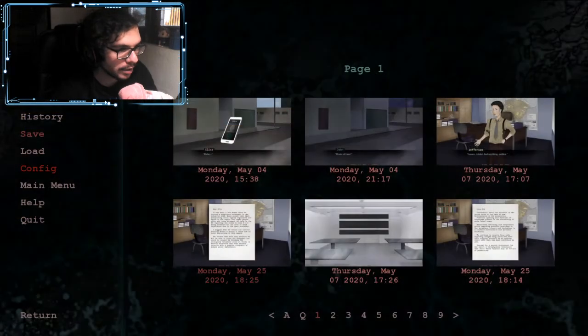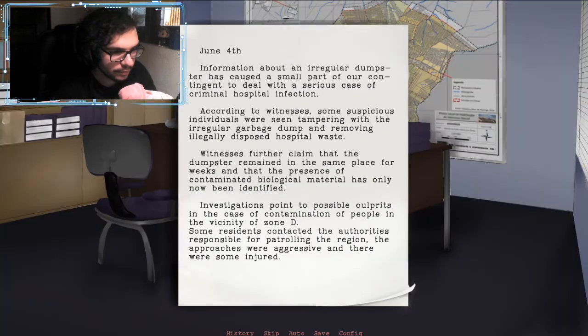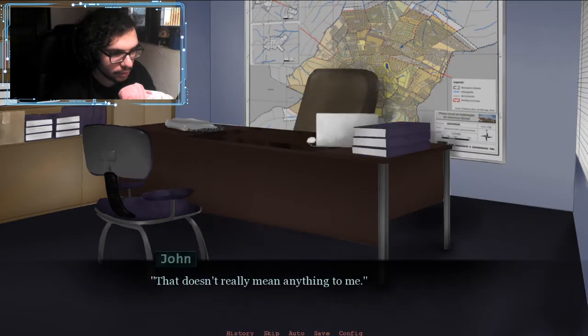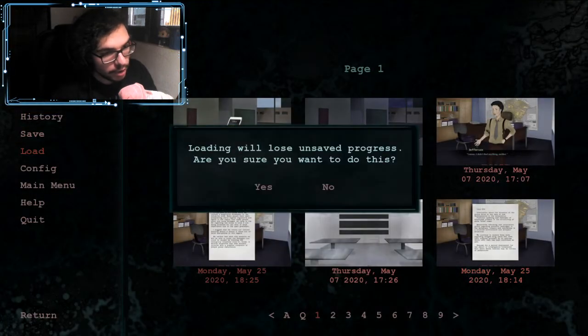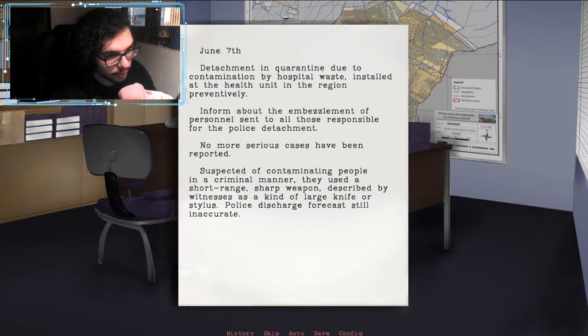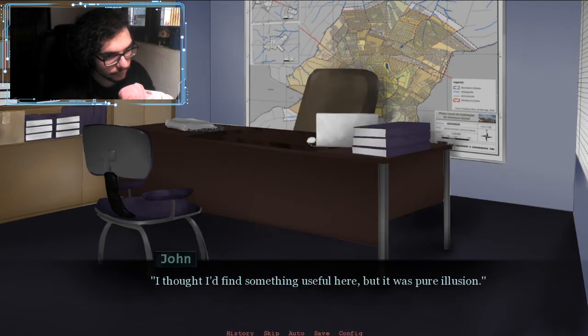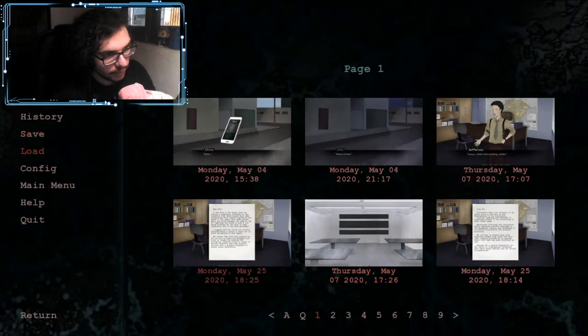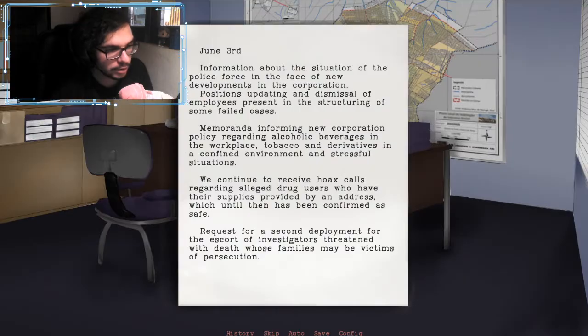Wait, does he always say the hospital garbage when I go for the knife? Yeah, he does. Alright. I just don't know how it works. Is there like a tutorial on how to do this part? I don't know. I have no idea.